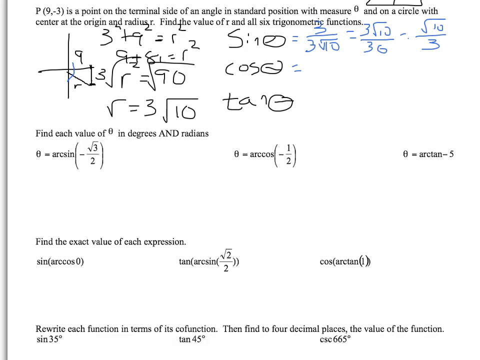Same idea with cosine. It's adjacent over hypotenuse, so it's 9 over 3 radical 10. Rationalize, so it'll be 9 radical 10 over 30 again. And then reduce, and that's going to reduce to 3 radical 10 over 10. Sorry for the messy writing. Tangent is opposite over adjacent, so opposite over adjacent is 3/9. And when I reduce, it's 1/3.